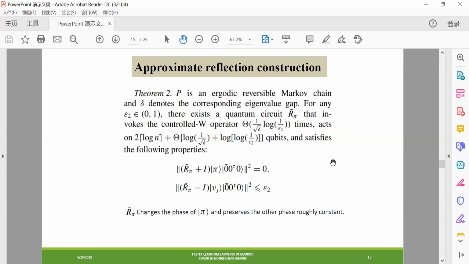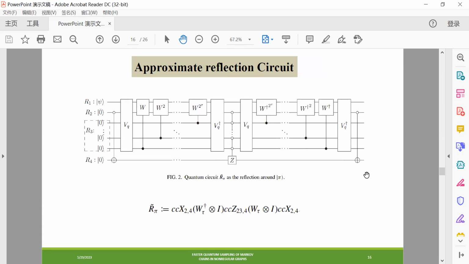If we do a measurement, we want to estimate whether it is pi or not. We use this operator, R_pi, which changes the phase of pi and preserves the other phases roughly constant. And we give the circuit for the approximate reflection. This is the quantum fast forwarding process, and this is the inverse of quantum fast forwarding.